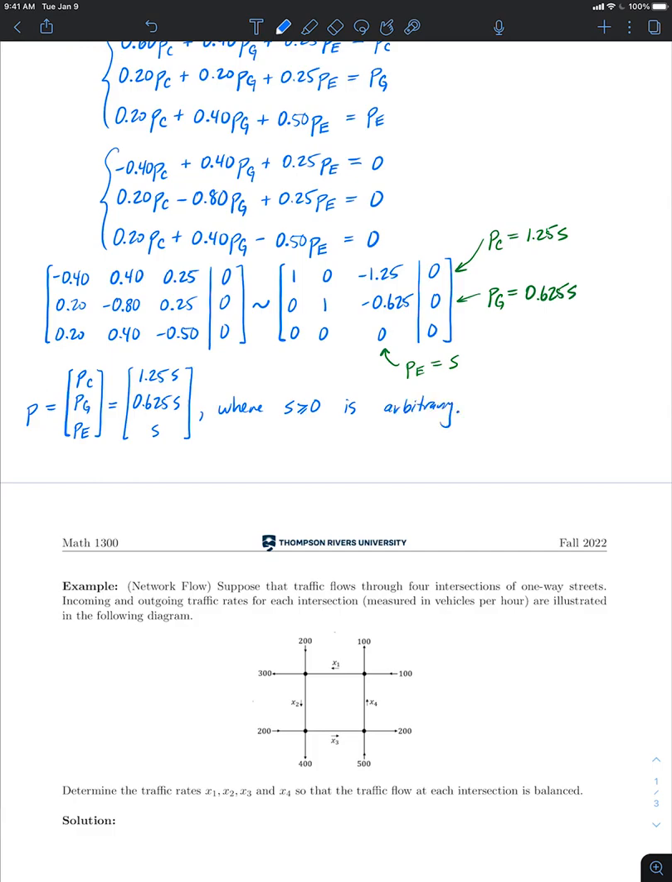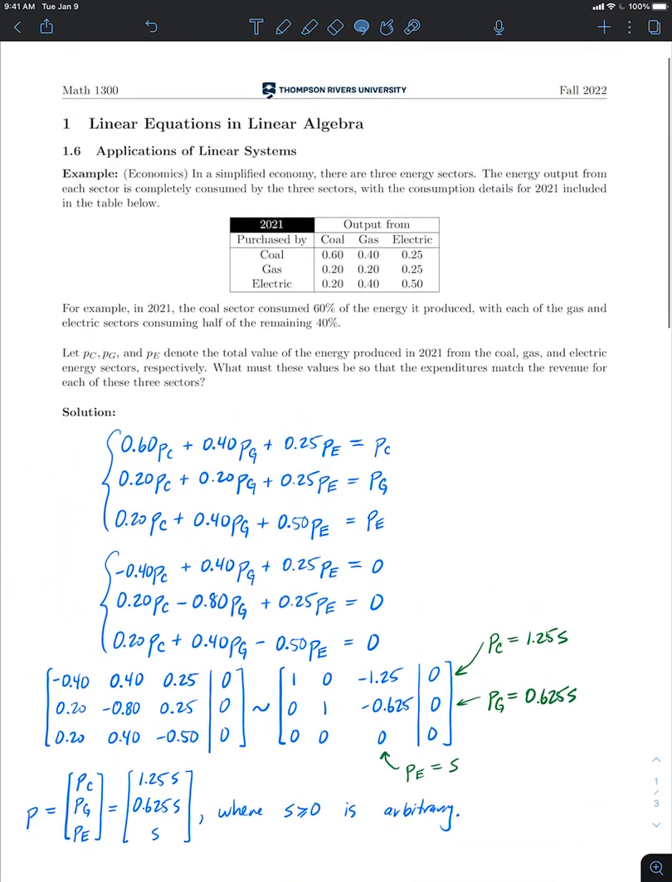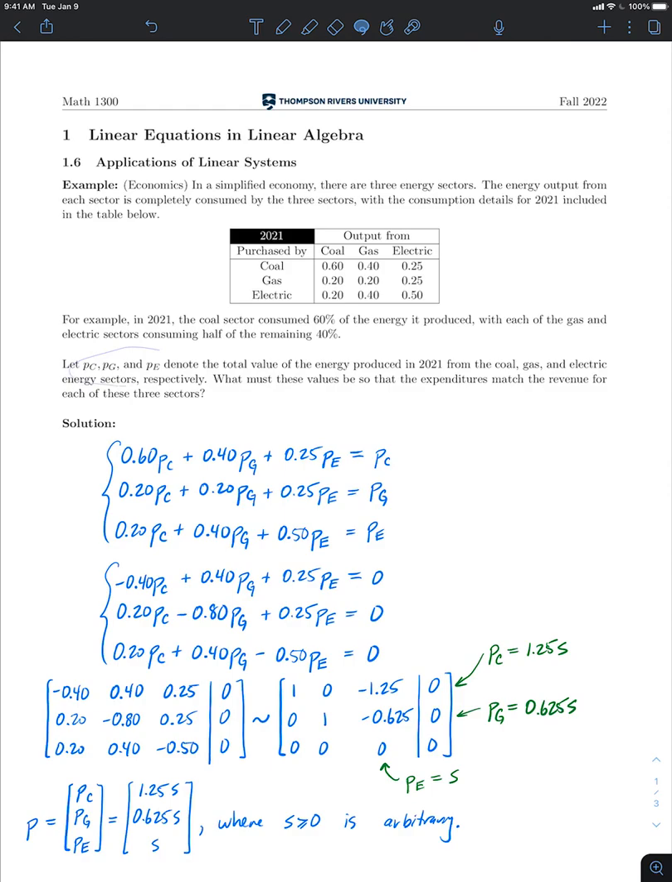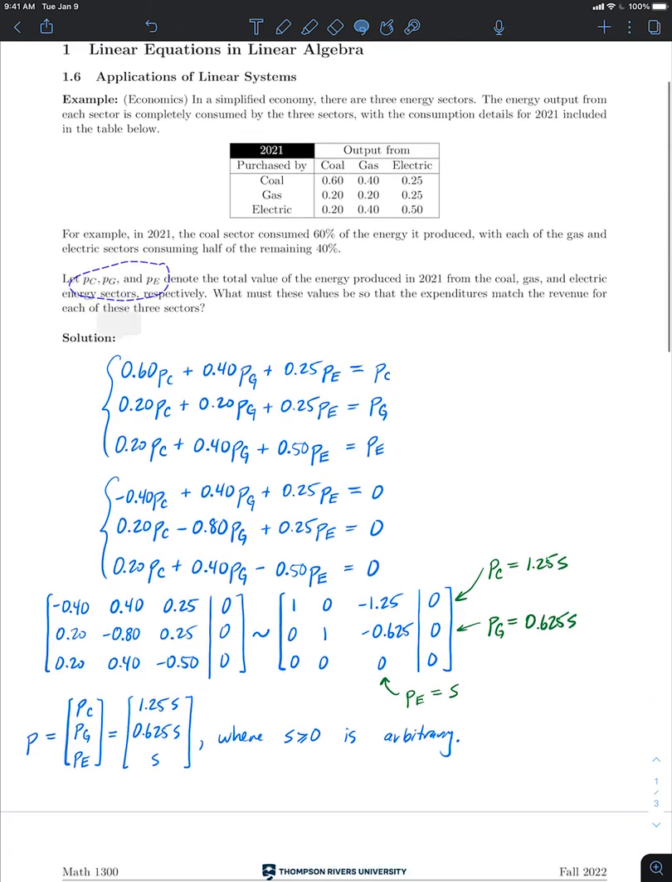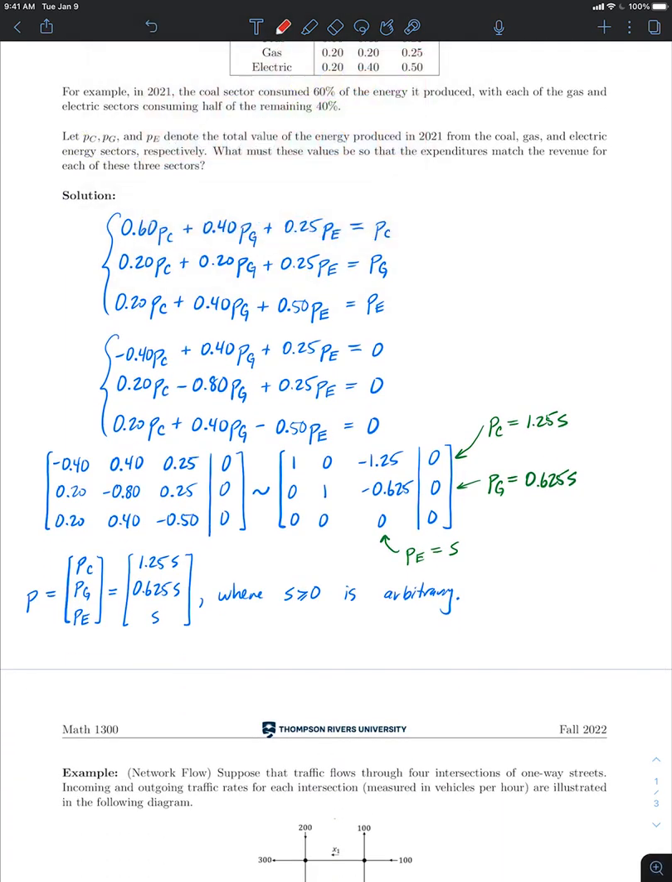So if S were equal to 0, then P sub E, P sub G, and P sub C would all be equal to 0. All of the prices would be equal to 0, and all of these sectors would be charging exactly nothing for all of their energy, right? In other words, that must mean they're producing no energy, and that's not an interesting solution, but it is technically a solution. So let's put a box around that, and we'll call that problem solved. So that's a problem that had more than one solution, and our answer encapsulates that.